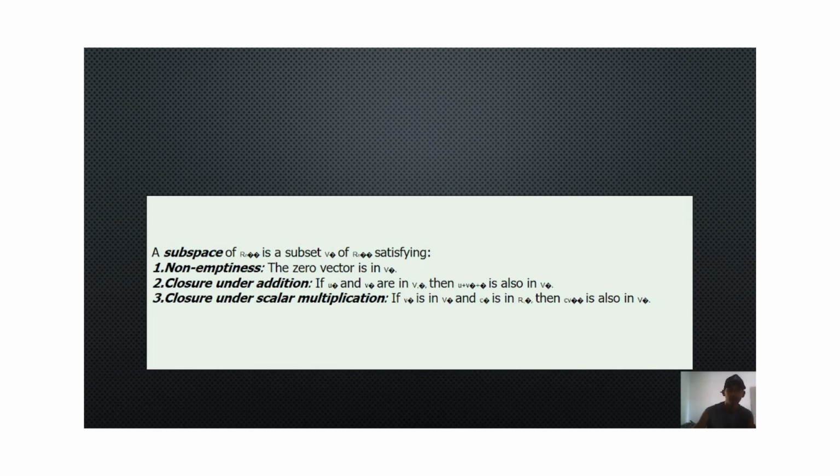Non-emptiness: the zero vector is in V. Closure under addition: if vector u and vector v are in V, then vector u plus vector v is also in V. There are two vectors, and there is a simple addition going on over here. Closure under scalar multiplication: if vector v is in V and c is in R, then cv is also in V.